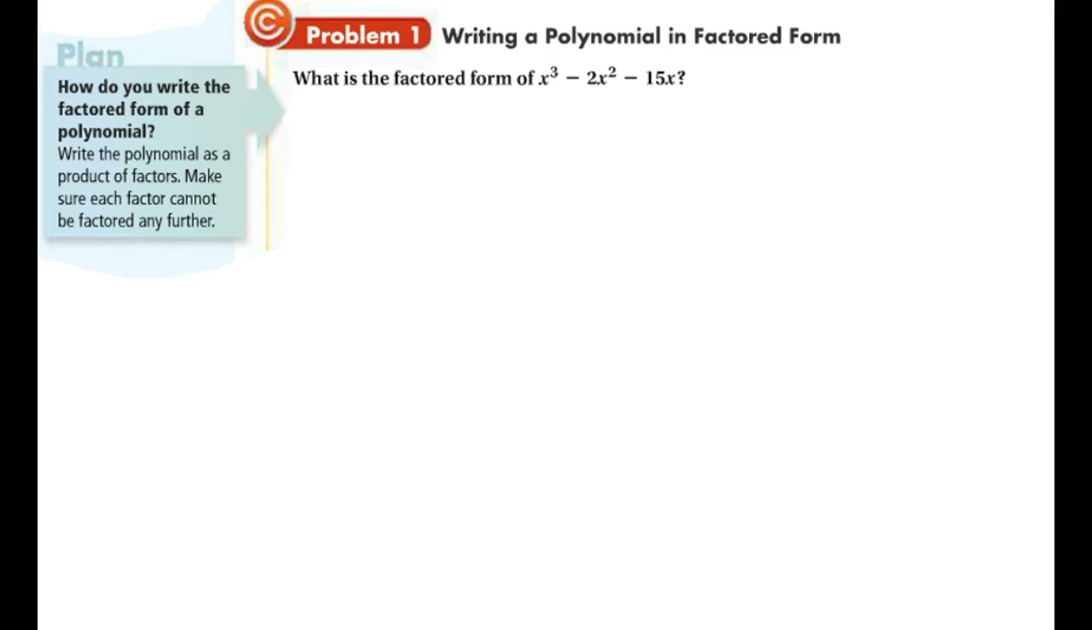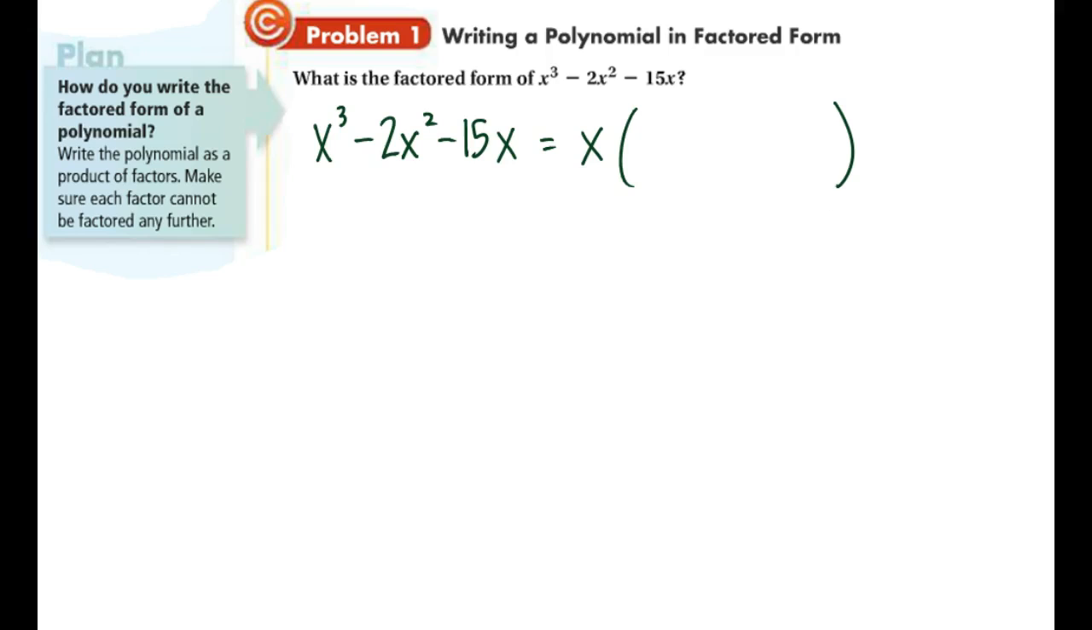So when I take a look at this polynomial, I notice that each term has an x. So that means the GCF of this particular polynomial is x. Just like in the past, what we're going to do is take the GCF out, factor it, and put it in front. So now I have the x in front.